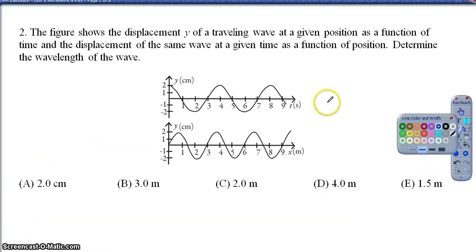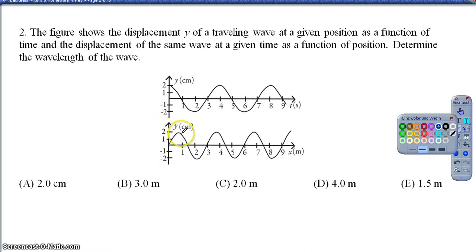Question 2, also hopefully not too bad. They do give us two different graphs, one representing the displacement of the wave versus time, the other one representing the vertical displacement, right, of the wave, the amplitude of the wave versus its position. So it gives us both of those graphs, and then it does ask us what the wavelength is. Again, this one's not an overly complicated question, just making sure you can interpret the graphs pretty well.